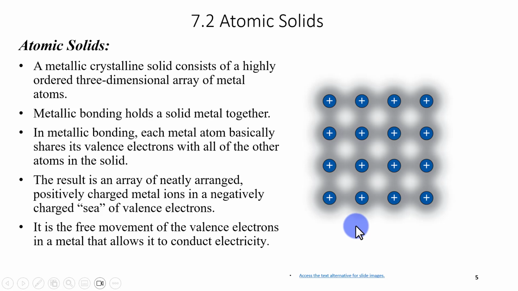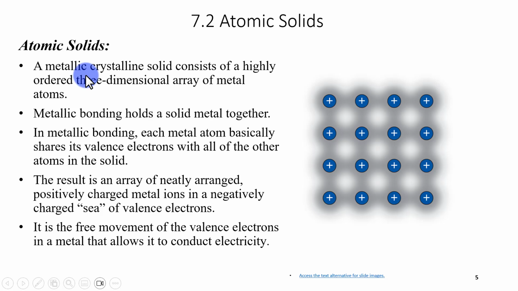The valence electrons that are being shared collectively, because they're not really limited to just one atom, but are free to move around the whole structure, allow the metals to be such good conductors of electricity. Remember that to conduct electricity, we need to have either free ions or free electrons that can move freely. And this is the case for any metal. That's why metals are very good conductors, because they are atomic solids that have metallic bonds.